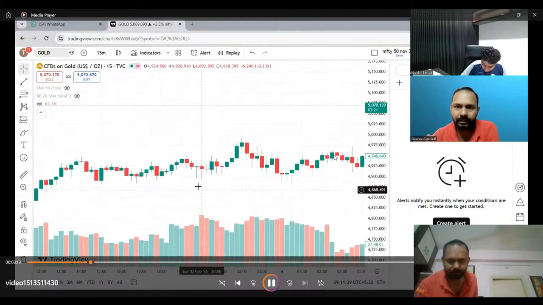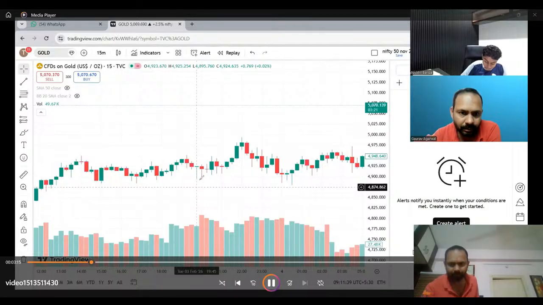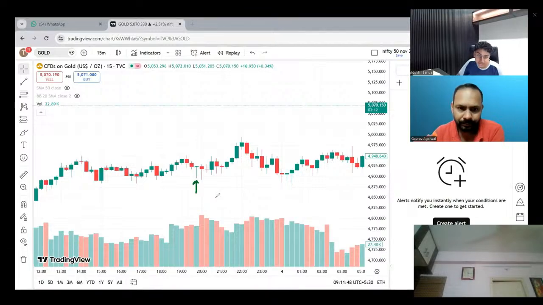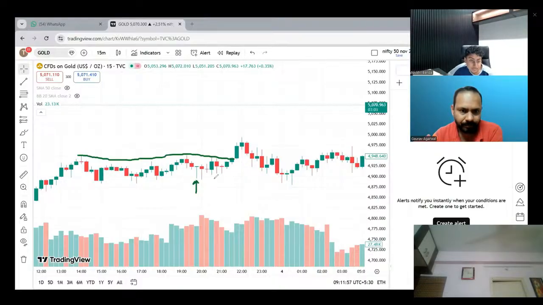See here. Here you go. So this is again, you can see that there is a kind of box area. Here it gave a breakout, but it could not sustain. After that, it came down.